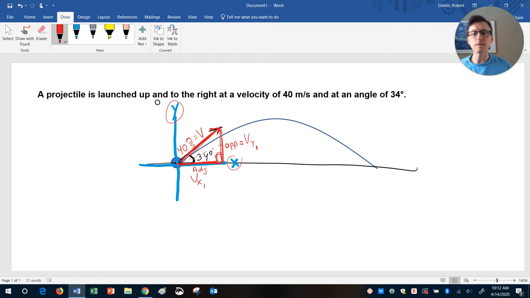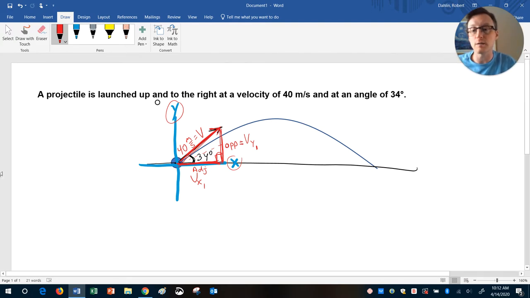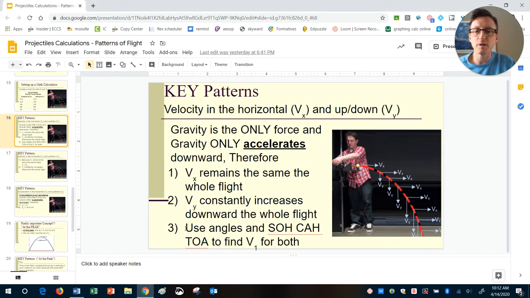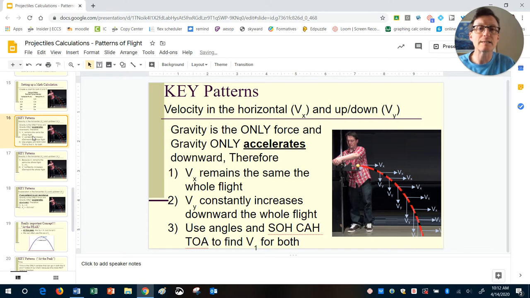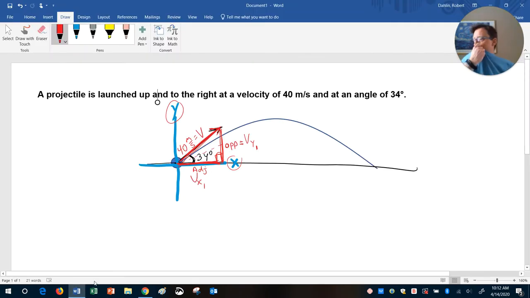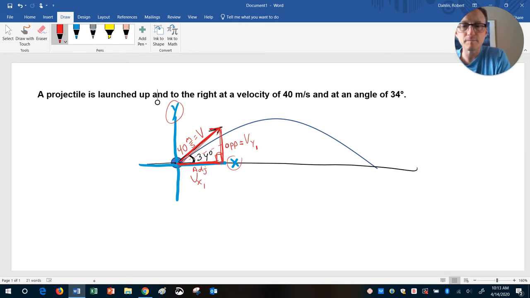Now let's start looking at what our notes tell us. We first have to figure out, using the angle and SOH CAH TOA, what numbers those sides should have. This is on slide 16 of our notes. So we go back and say, the opposite side uses sine. So sine of 34 degrees equals Vy1 over the hypotenuse, which is 40. And again, if you don't remember how to do the SOH CAH TOA stuff, please go back to that video. And then the adjacent uses cosine. Cosine of 34 degrees equals Vx1 over 40 meters per second.